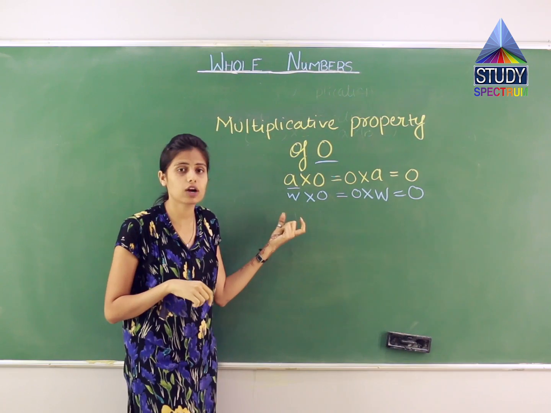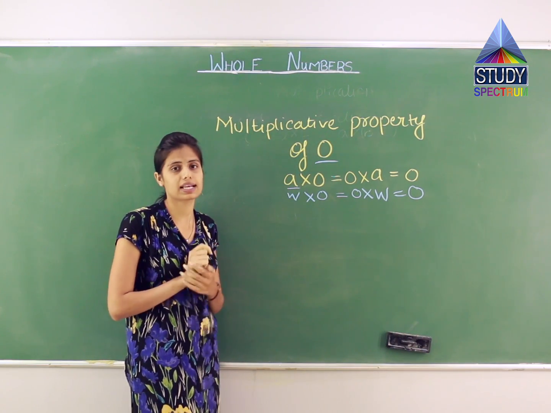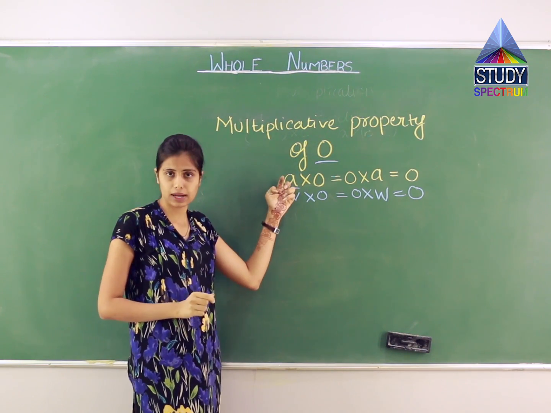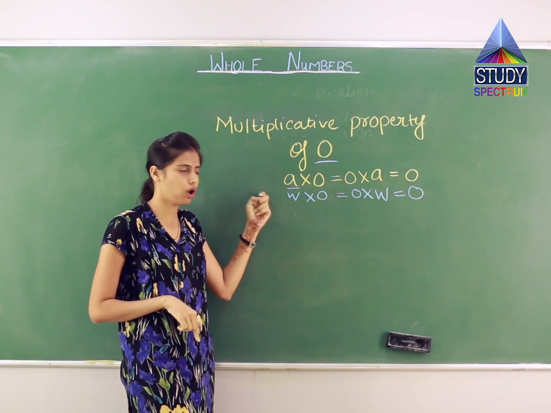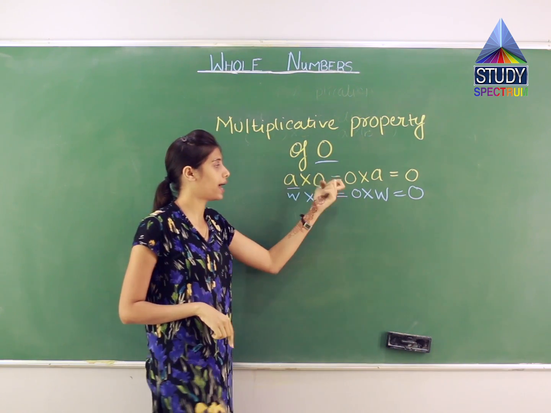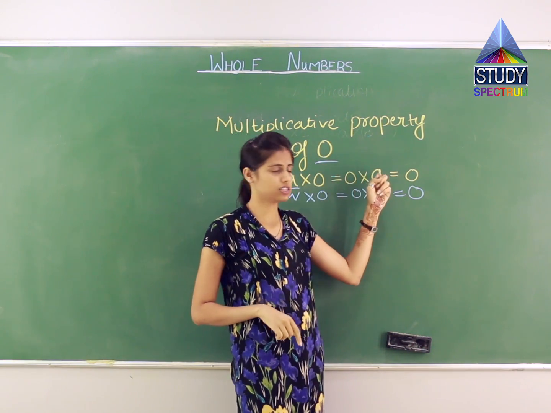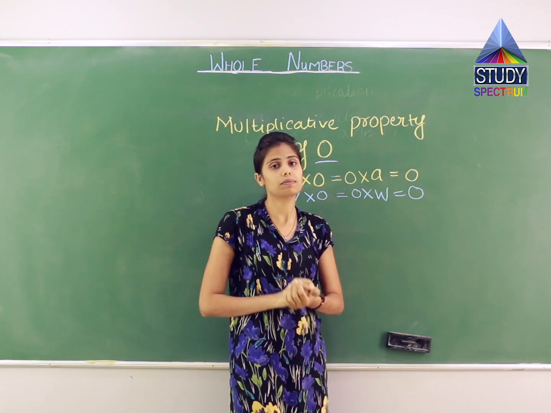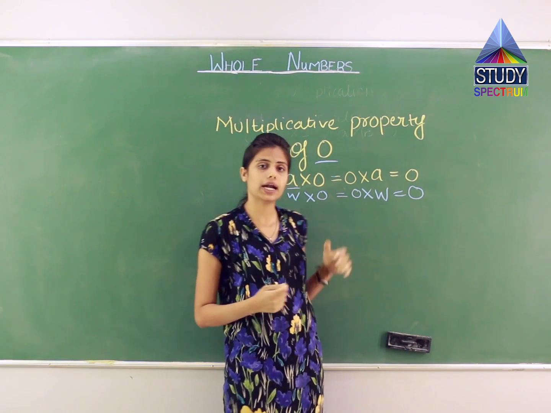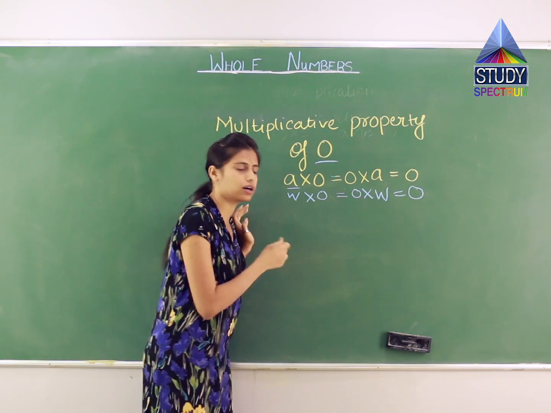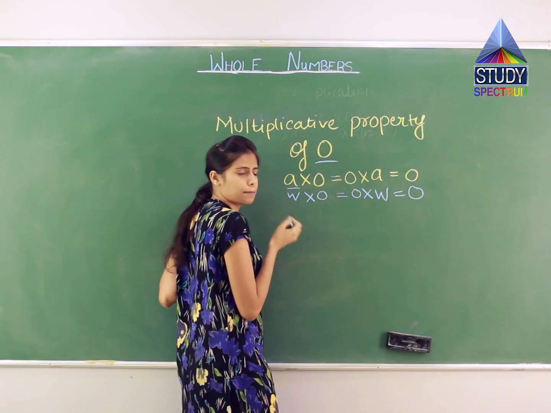If you take any whole number, which in the formula is given as A, and you multiply 0 with that whole number, or you multiply that whole number with 0, then the answer will be what? The answer will be 0. Let us take a number and understand this property.